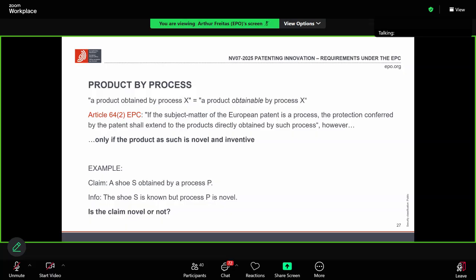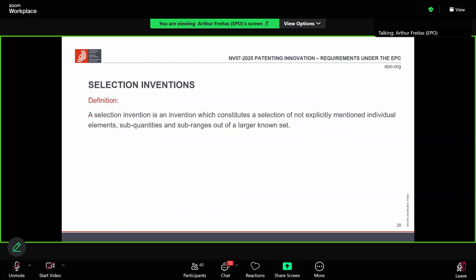If the process would change the shoe, imagine the process would make the shoe more durable. Imagine there is a new machine that vulcanizes the shoe and the shoe is much more durable. Then we have a different shoe. Then the claim is novel. Does that make sense a little bit? That's the concept of product by process.